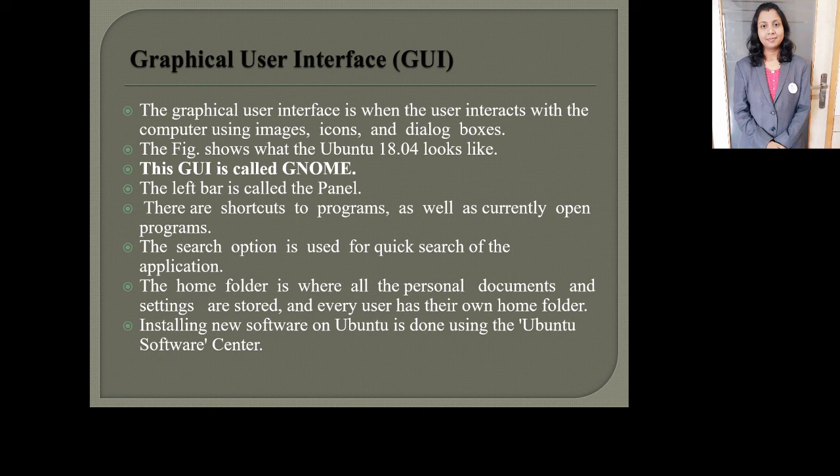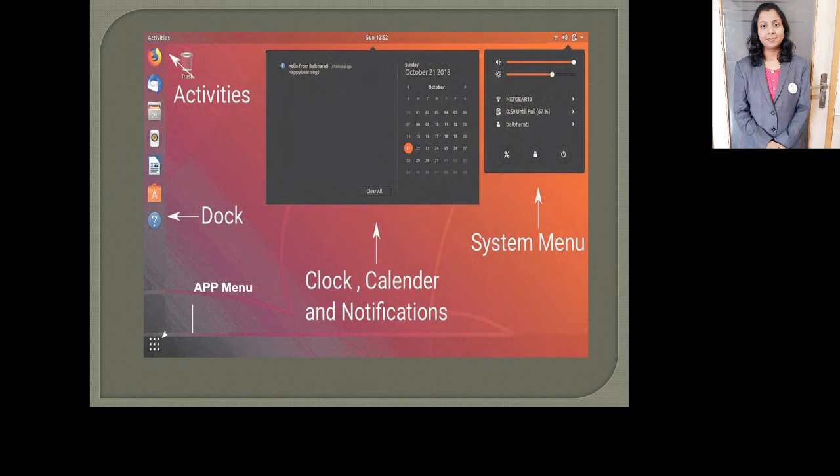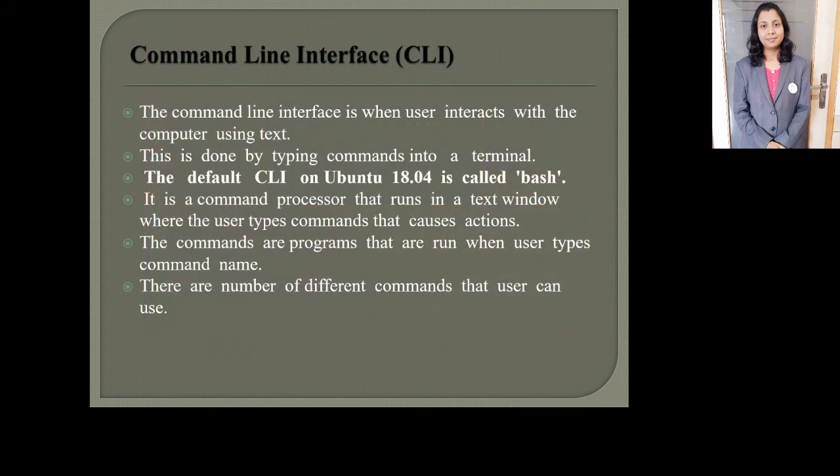Installing new software on Ubuntu is done using the Ubuntu Software Center, where all the applications are available. You can download them from there directly. So this is the GUI. Next is the command line interface.